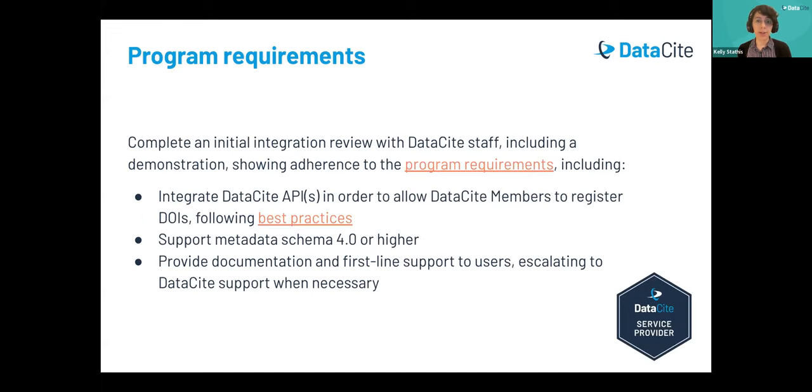To become a registered service provider, the platform provider must integrate a DataCite API in order to allow DataCite members to register DOIs following best practices. The registration process starts with an application, initial registration review, where the platform developer demonstrates that their integration meets various requirements. We require that the integration supports our metadata schema version 4.0 or higher, and also that the provider can provide documentation and first-line support to end users of the platform with regards to the DataCite DOI integration.